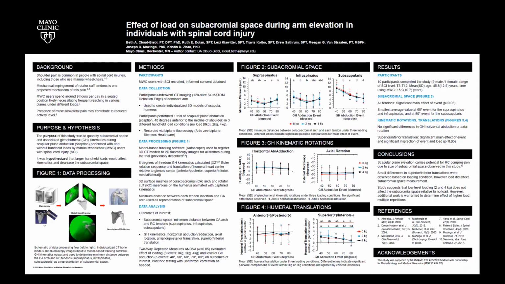So now I'll walk through our methods, which are highlighted in Figure 1. As part of our study, we leveraged a technology known as Biplane Fluoroscopy, which allows us to measure 6 degrees of freedom motion, in this case of the humerus and scapula, with a high degree of accuracy. In addition, the advantage of this technique is we're able to make measurements directly from bone surfaces, which allows us to measure the subacromial space.